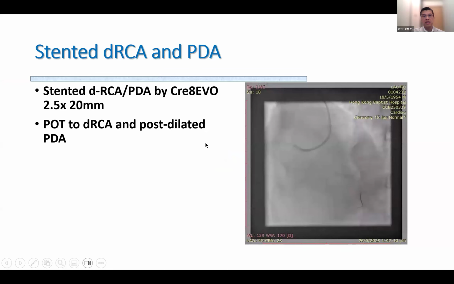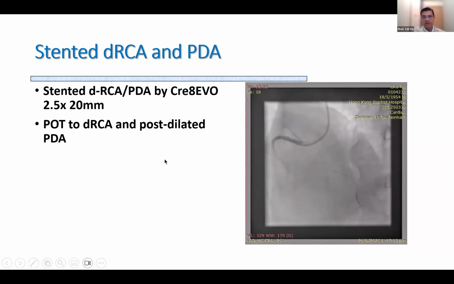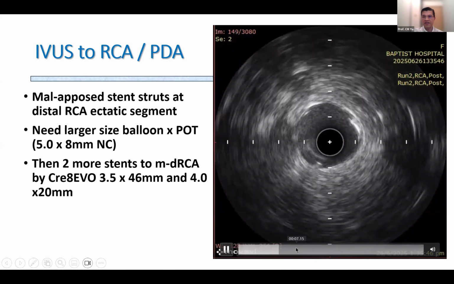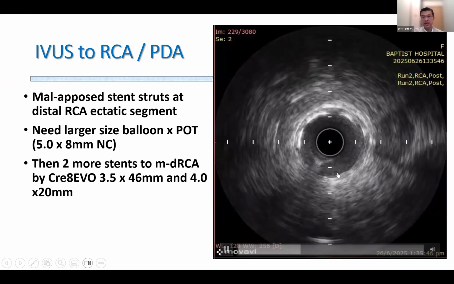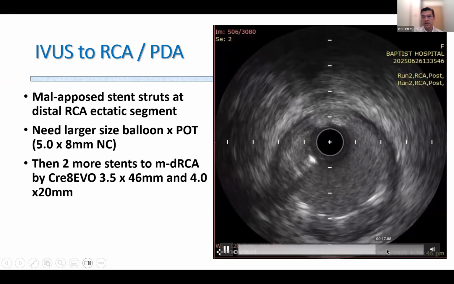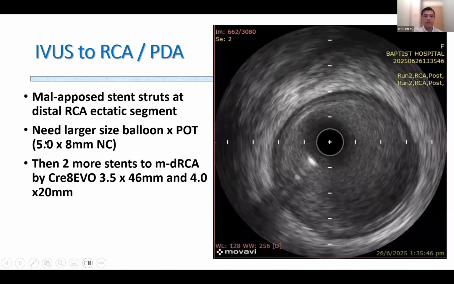with diffuse disease. From the angiogram here, you can see that initially we did the stenting at the distal RCA PDA with the use of the QUICK 2.5, and then with post-dilatation, we also performed POT with the use of a larger size balloon like 4 mm. However, on the IFS pullback after the first RCA and PDA stenting, it is evident that there's a region of ectasia. As you can see here, the stent apposition is not good enough.